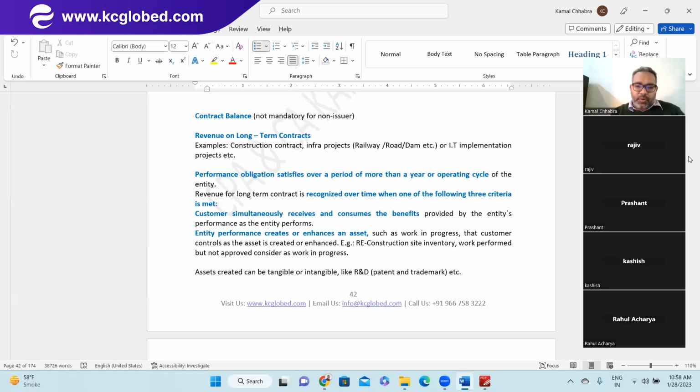Second is entity performance create or enhance an asset such as work in progress that the customer control as the asset is created or enhanced.